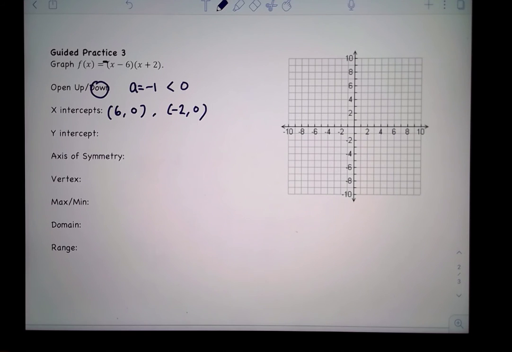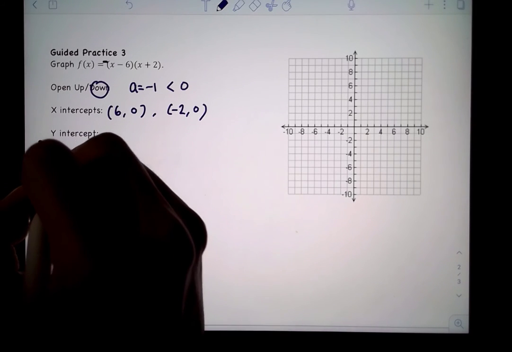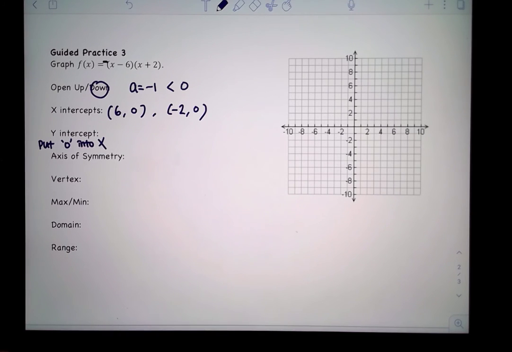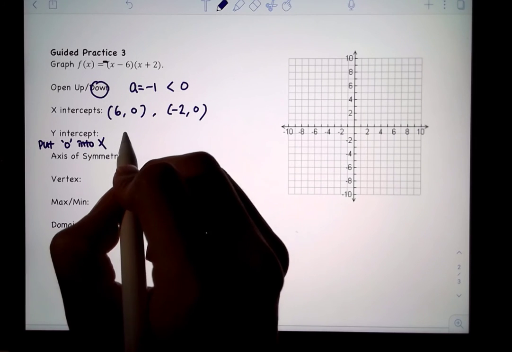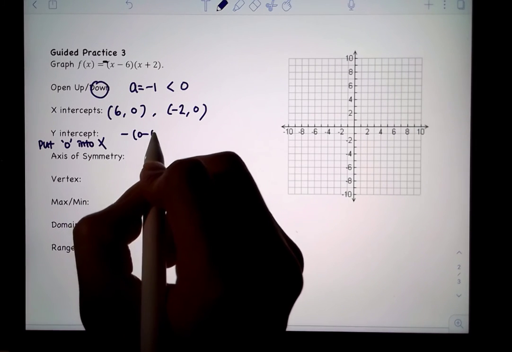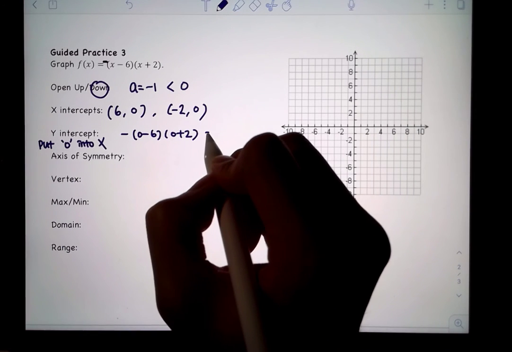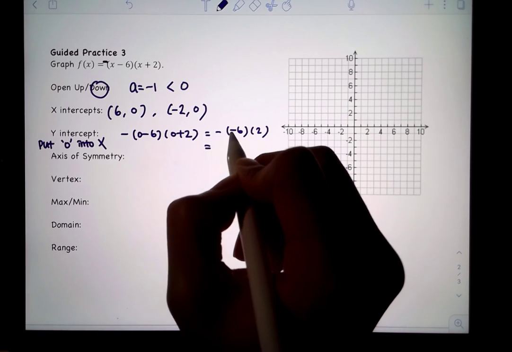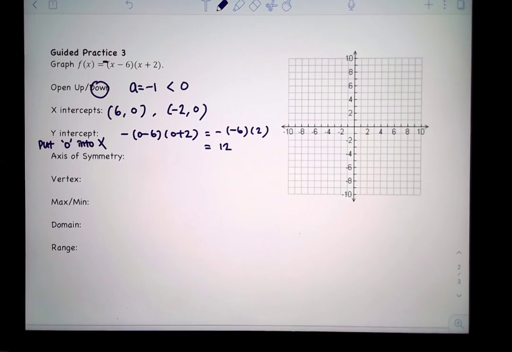And the y-intercept, we put 0 into x. Alright, then you can get your y-intercept. So put 0 into x, then you need to keep this negative sign, guys. So negative (0 minus 6)(0 plus 2). Like that. And that is negative, -6, +2. Negative, negative, turn to positive. 6 times 2, 12. Right? So my y-intercept is 12.